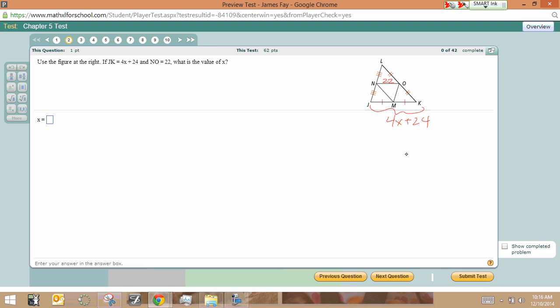So what we need to do is say, how does NO relate to JK? Well, we know that either 1 NO is half a JK, or 2 NOs is 1 JK. I like 2 NOs because 44 will then equal 4x plus 24. Subtract 24 from both sides, get 20 is equal to 4x. Divided by 4, x ends up being 5.